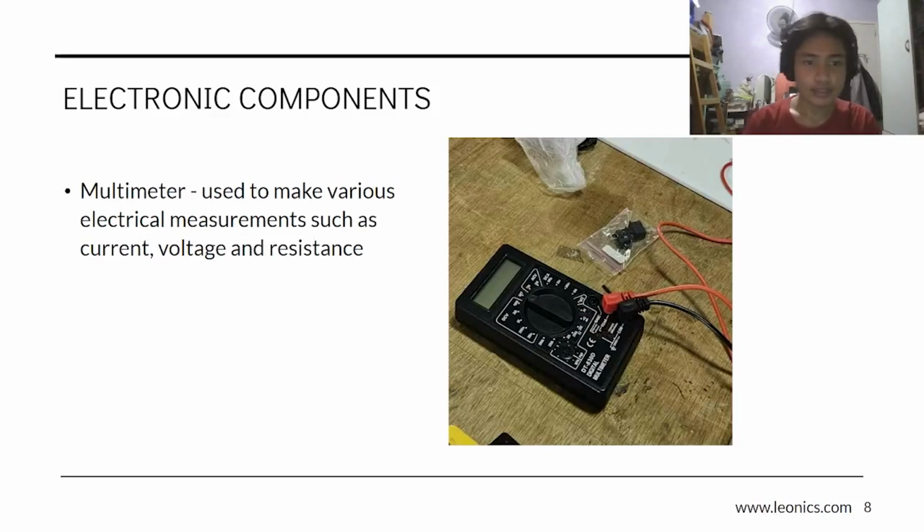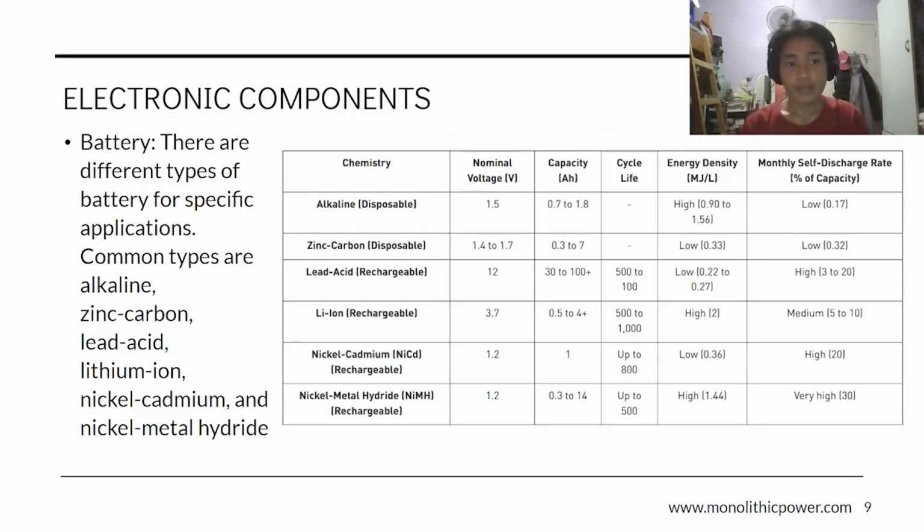Another component is the multimeter. It's used to make various electrical measurements such as current, voltage, and resistance. You use the black and white prongs there and the thumb. For batteries, there are different types of batteries for specific applications. Here are the more common ones.